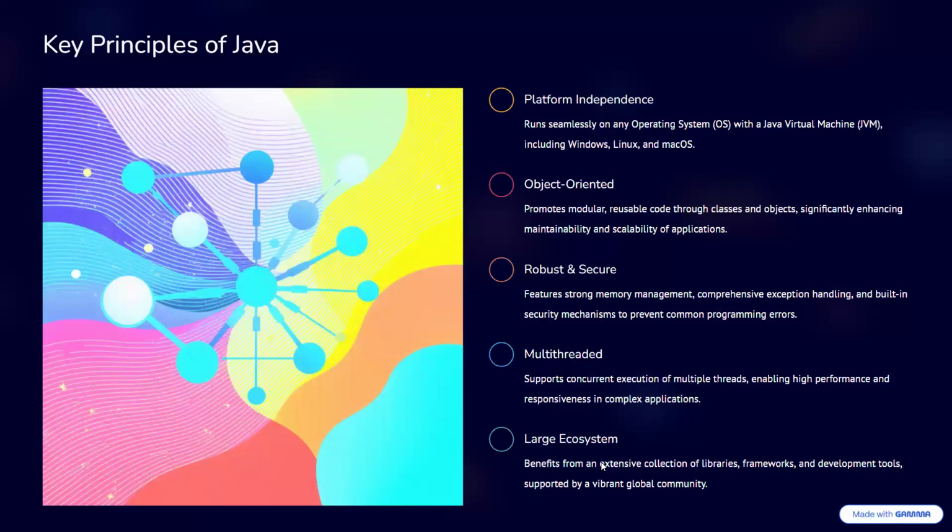What are the key principles or key advantages of Java? Platform independence, because we can run the same code on any operating system with the help of the Java virtual machine. It promotes modular and reusable code through classes and objects, significantly enhancing the maintenance and scalability of applications. Robust and secure. That means what? Features strong memory management and comprehensive exception handling. And Java has a large ecosystem. That means it benefits from an extensive collection of libraries, frameworks, and development tools supported by a vibrant global community. Clear?